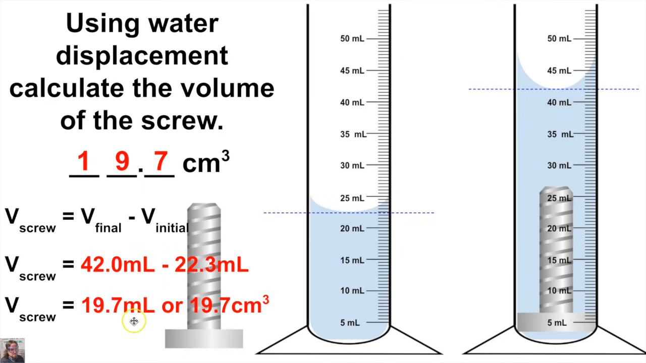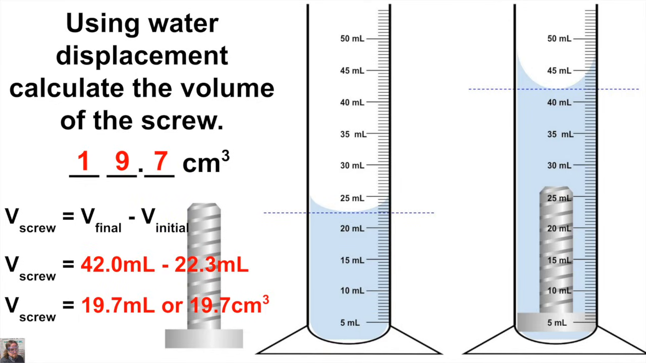19.7 milliliters. Now it's important to keep in mind that a milliliter and a cubic centimeter are the same thing. It's the same exact measurement. We use centimeters cubed though for solid objects. So we can just go ahead and turn this milliliters into centimeters cubed. And so the volume of our screw here is 19.7 cubic centimeters, and the method that we use to determine this is something called water displacement. Okay, so we take the final volume minus the initial volume and we'll get the volume of our screw.